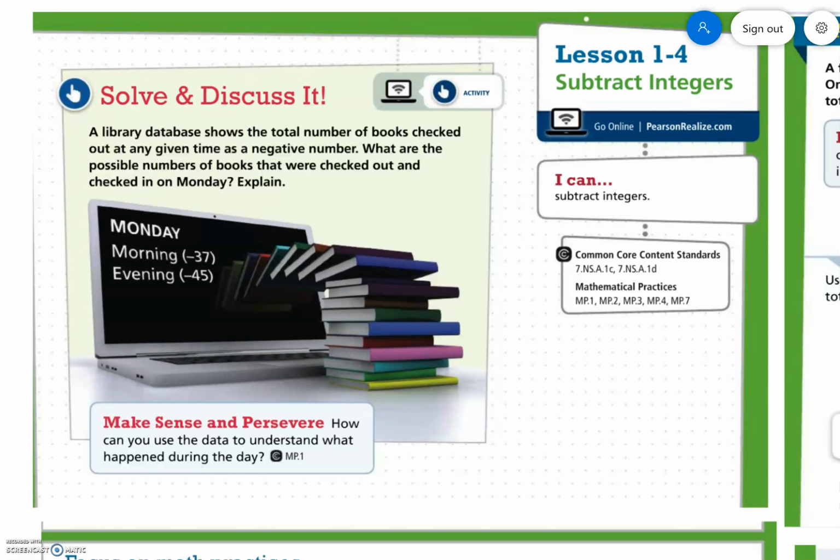Solve and discuss it. A library database shows the total number of books checked out at any given time as a negative number. What are the possible numbers of books that were checked out and checked in on Monday? Explain. So when they came in on Monday, there was a total of 37 books out. When they left on Monday, there was a total of 45 books out. There are multiple things that could have happened. There are many different answers to this solve and discuss it.